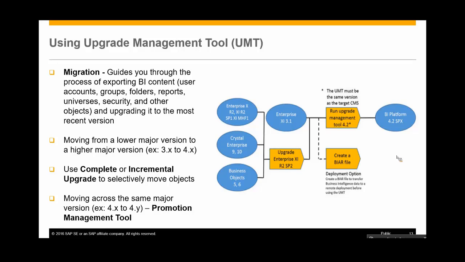While that is one mode of migration, there's also another mode where if you're on a 3.x version, that is Enterprise XI 3.1, you can upgrade to the 4.2 version and use the upgrade management tool. And just to refresh, while you're moving between versions, that is 4.1 to 4.2, you can very well use the promotion management tool. This is just a basic understanding of what the upgrade management tool is and what your options for upgrade are when you are on earlier versions of Business Objects.